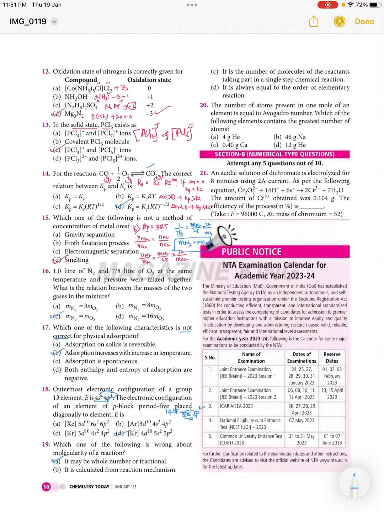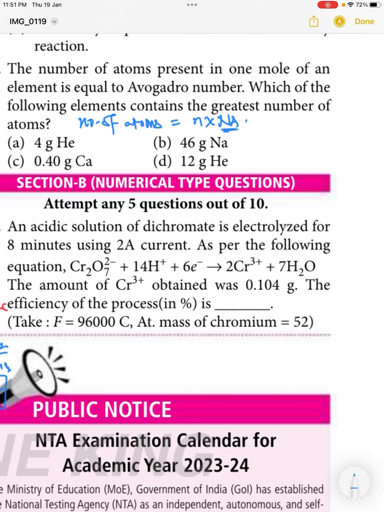Next, let us see question number 20. The number of atoms present in one mole of an element is equal to Avogadro number. Which of the following elements contains the greatest number of atoms? It's simple. We know the formula to find the number of atoms: number of atoms equals number of moles into Avogadro number. Avogadro number is common, right? So just find the number of moles, that's enough.